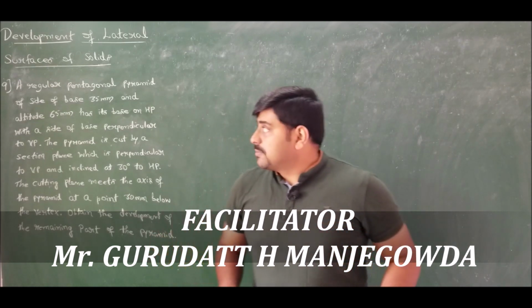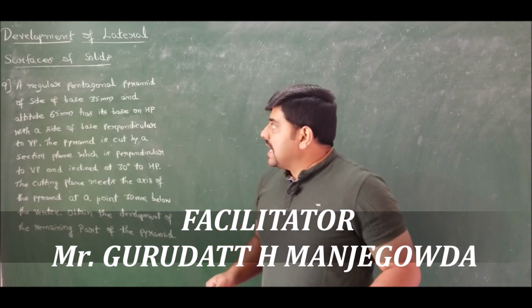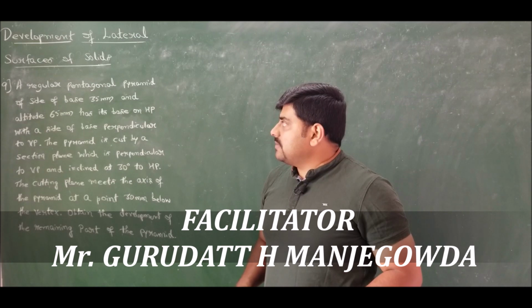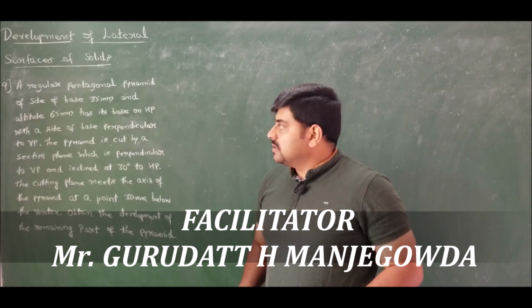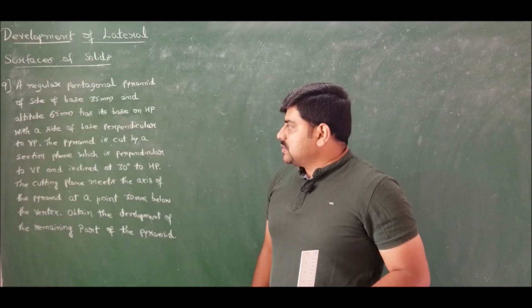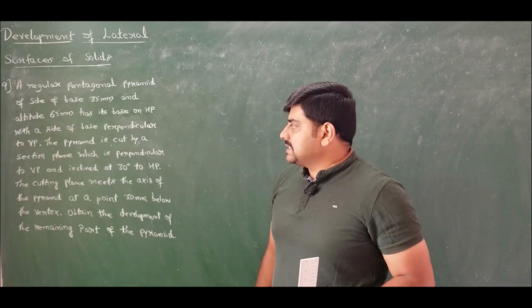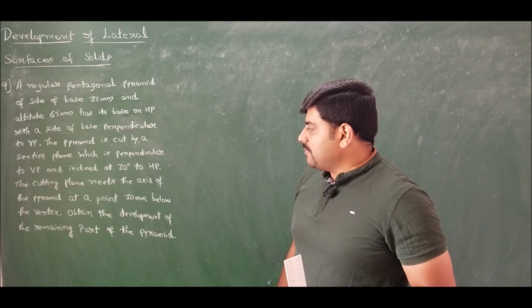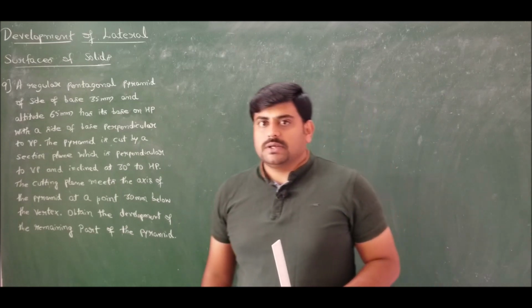Moving ahead, problem number 9 states that a regular pentagonal pyramid of side of base 35 mm and altitude 65 mm has its base on HP with a side of base perpendicular to VP. The pyramid is cut by a section plane which is perpendicular to VP and inclined at 30 degrees to HP. The cutting plane meets the axis of the pyramid at a point 30 mm below the vertex. Obtain the development of the remaining part of the pyramid.